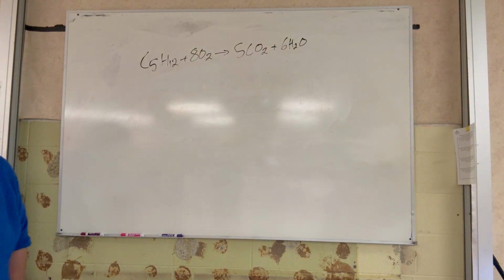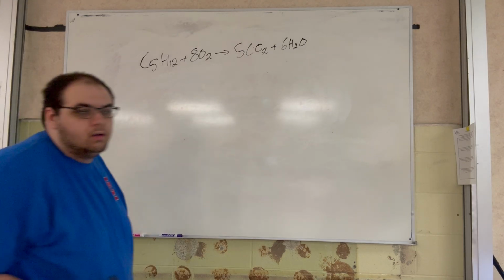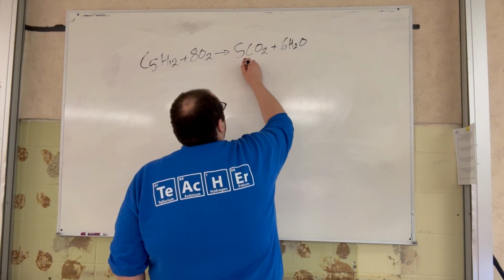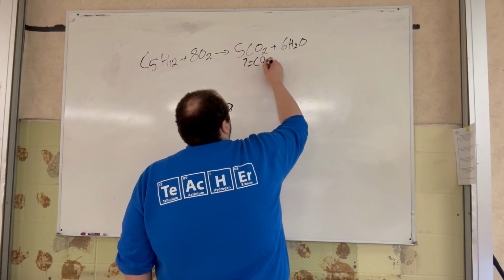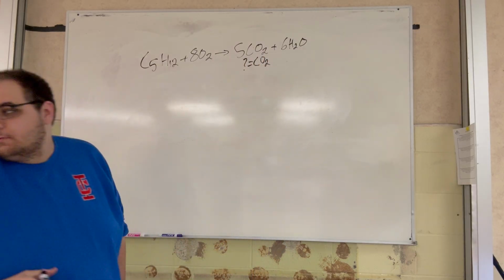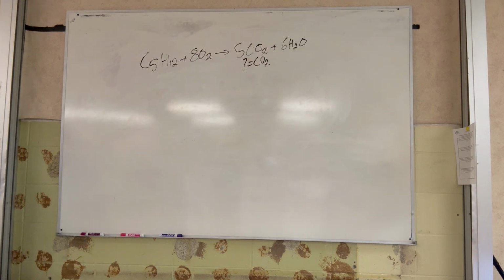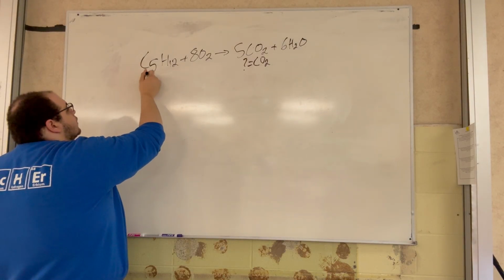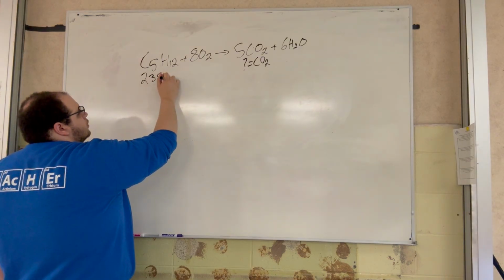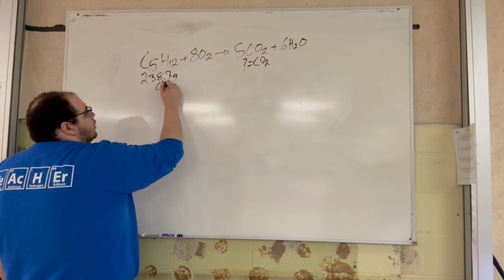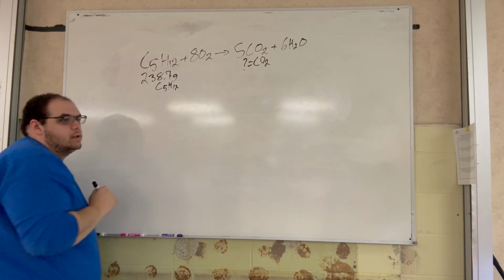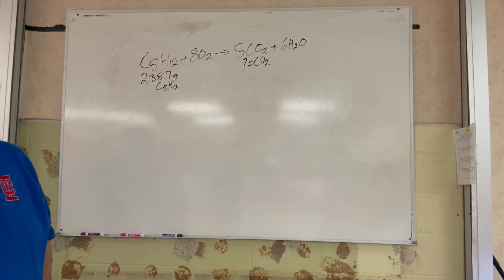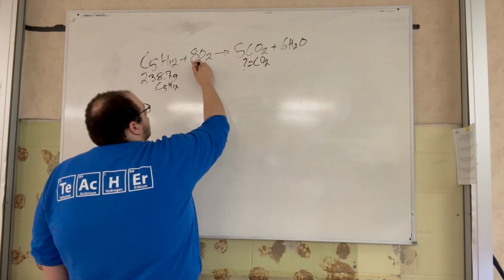What's my unknown here? What am I solving for? Grams of CO2. Perfect. What's one of my givens? 238.7 grams of C5H12. Perfect. What's my other given? 294.6 grams of oxygen. Perfect.